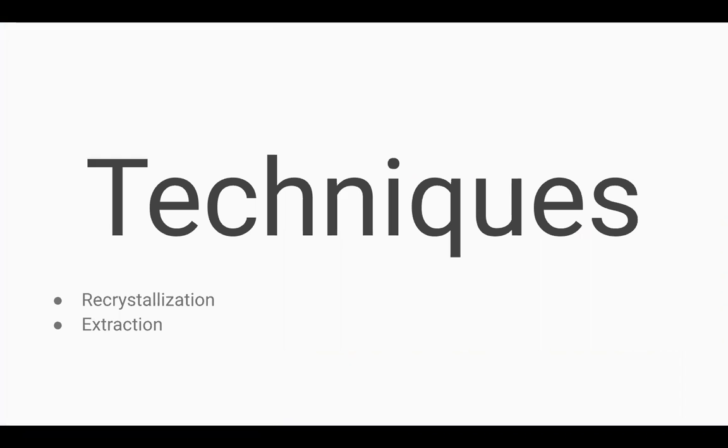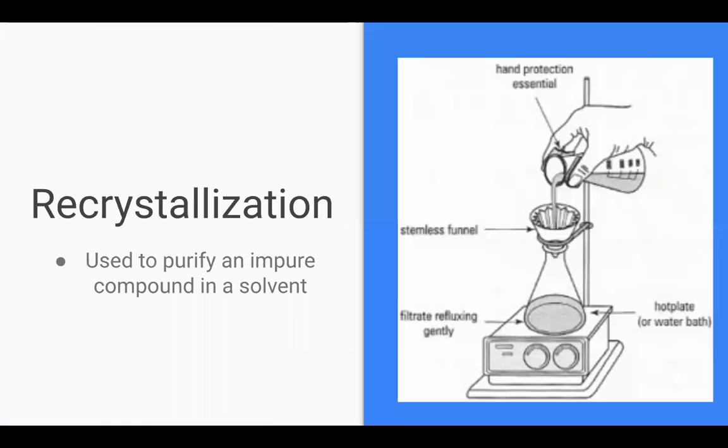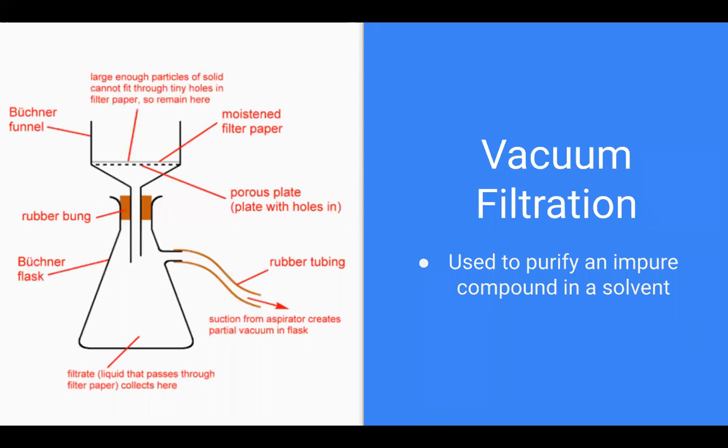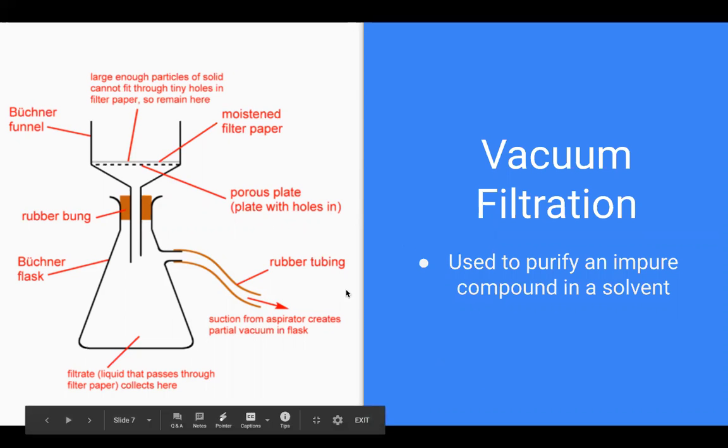Techniques that will be used in this lab are recrystallization and extraction. Recrystallization is used to purify an impure compound in a solvent. And here is a photo of the setup. Vacuum filtration is also used to purify an impure compound. And here is the Buchner funnel and the setup used.